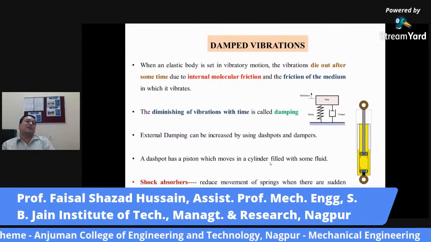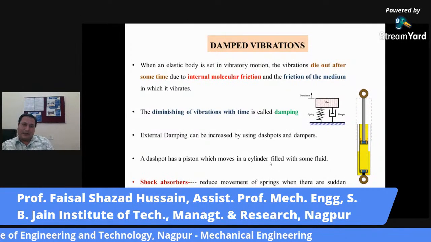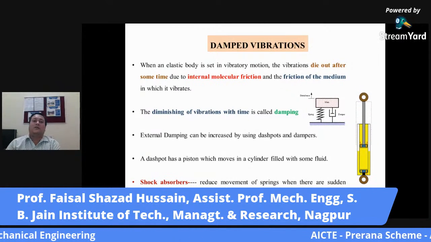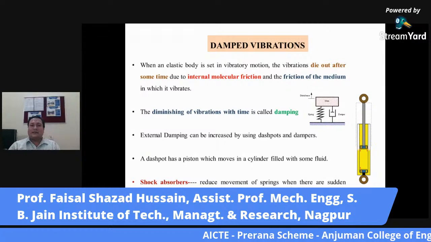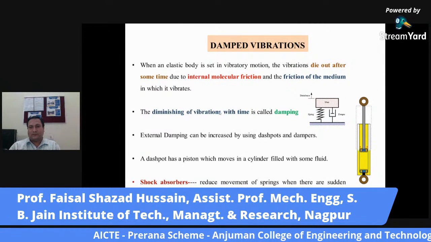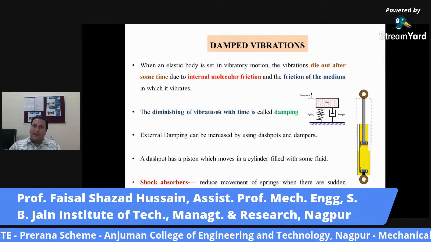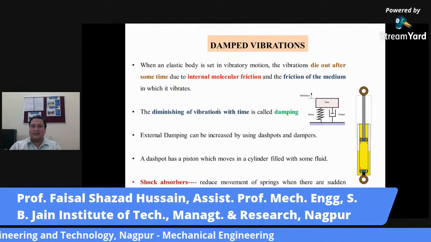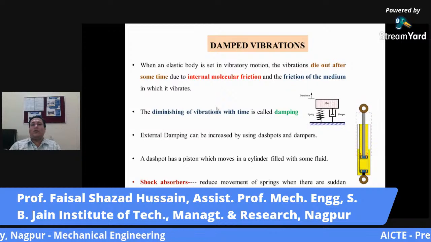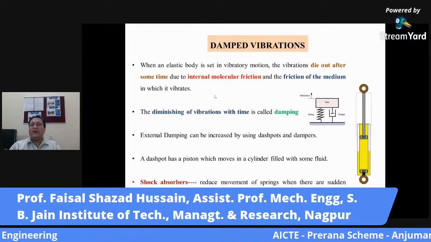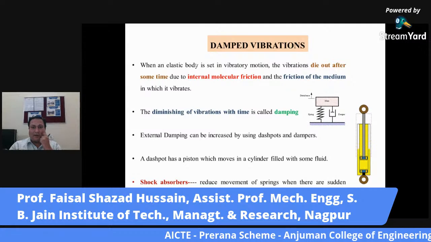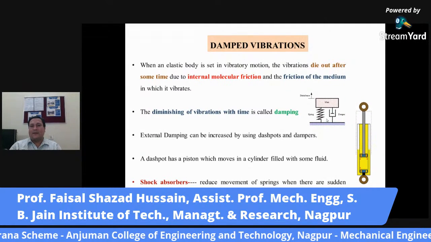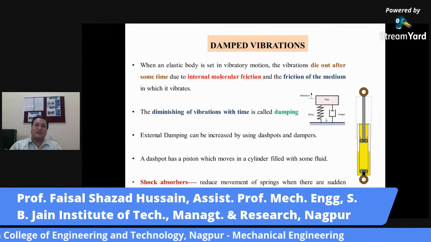Now, damped vibration. Basically, what is damped vibration? Whenever any elastic body is set in a vibratory motion, slowly the vibrations die out with respect to time, and this is because of intermolecular friction and the friction of the medium in which it vibrates. So in damped vibration, there is a spring, mass and damper system. In free vibration, you have seen only a spring and mass system.